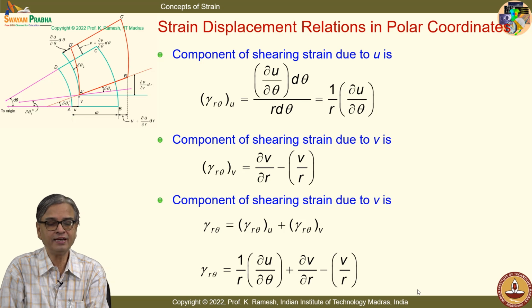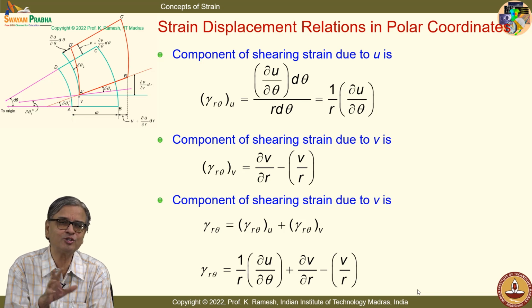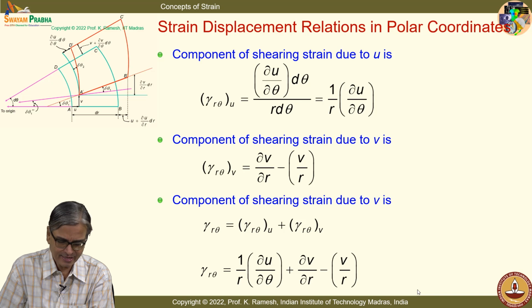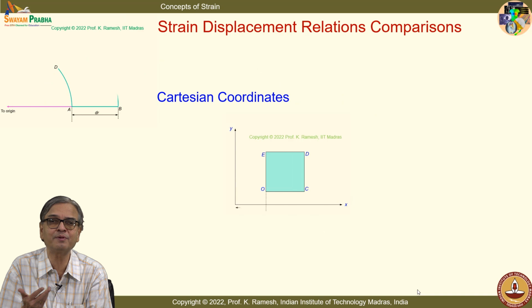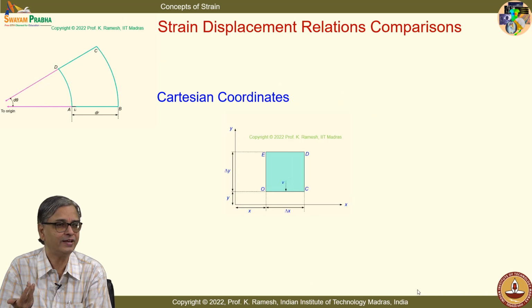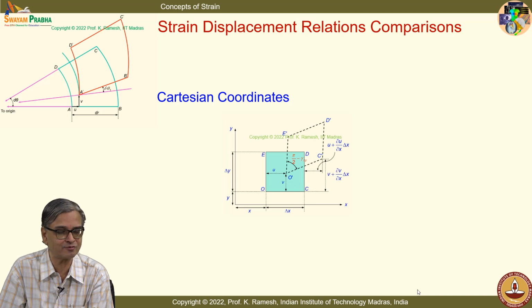So, what you find is, when you want to find out the strain quantities in polar coordinates, it is not completely similar to what we have seen in Cartesian coordinates. You have additional terms. You should not ignore the additional terms. Fine. Now, let us look at a comparison, because there is also a need that you remember them mnemonically. Fine. I will try to give you some hints about how you can remember some of these quantities.